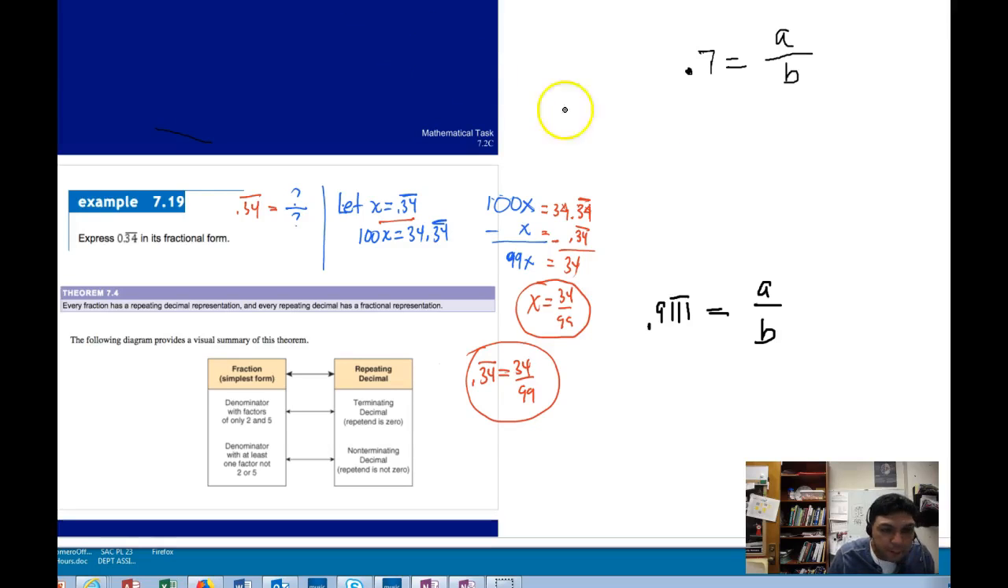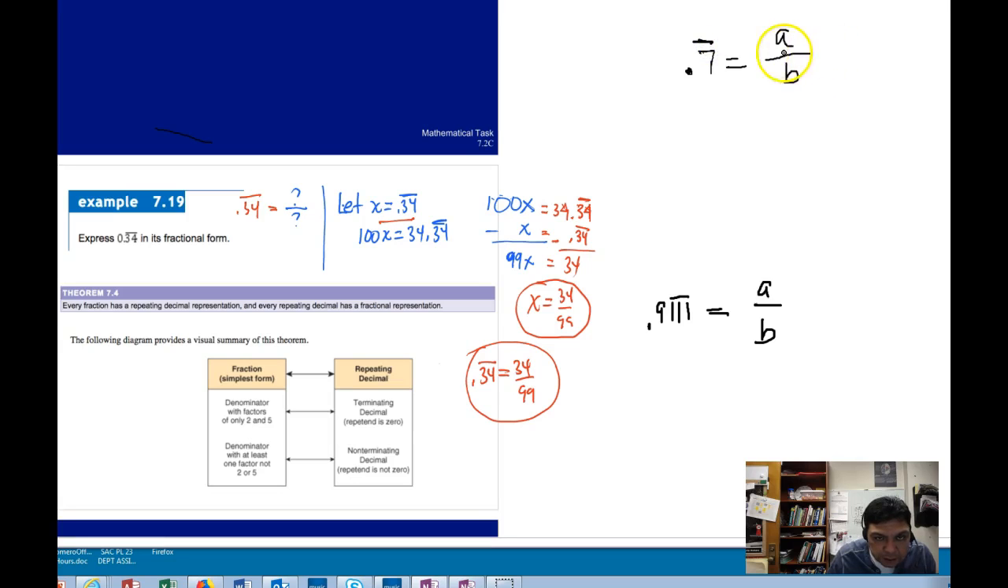Okay, I'm going to do another example of finding a fraction of a decimal that's in a repeating form or non-terminating. So here's another example. There's the one that we did in class, 0.34, that repeats forever. Let's take a look at another one. This one's 0.7, repeats forever.